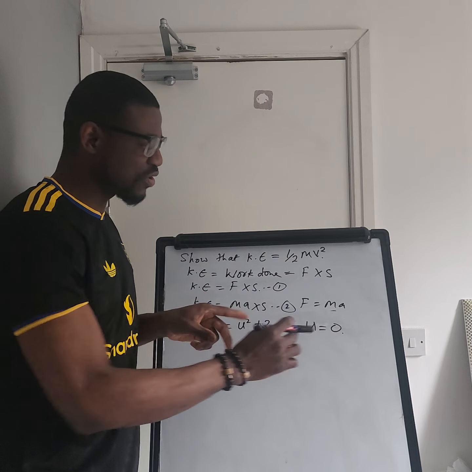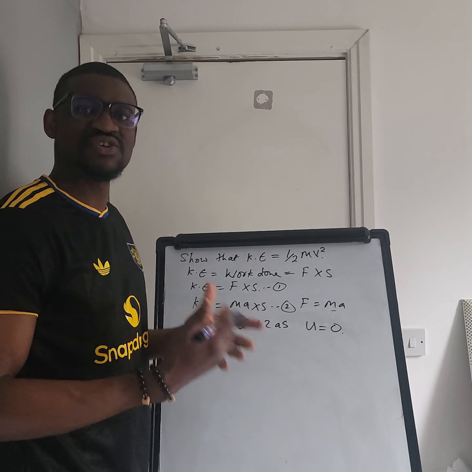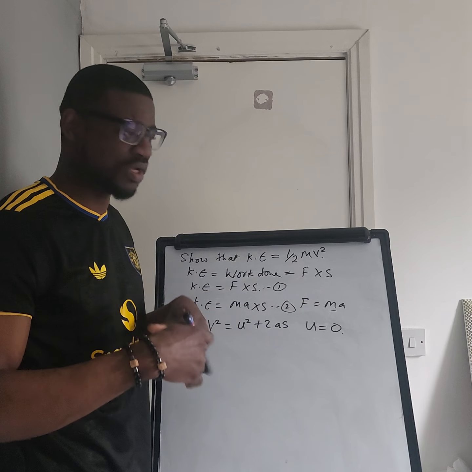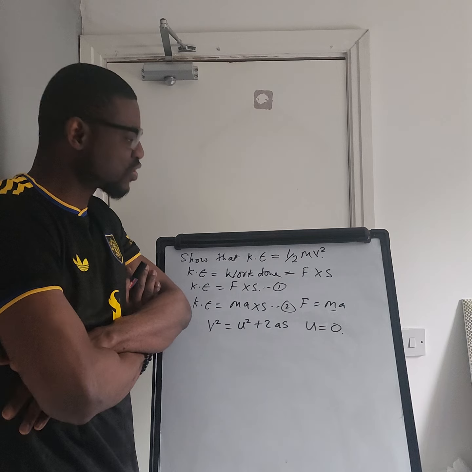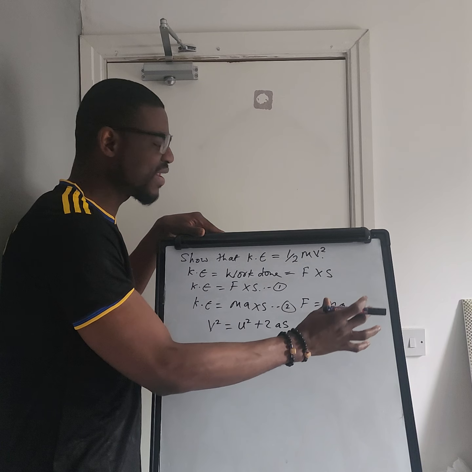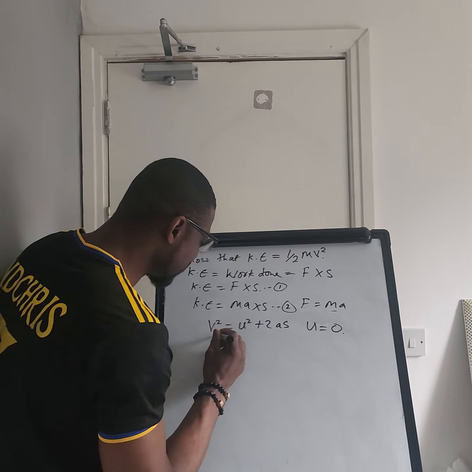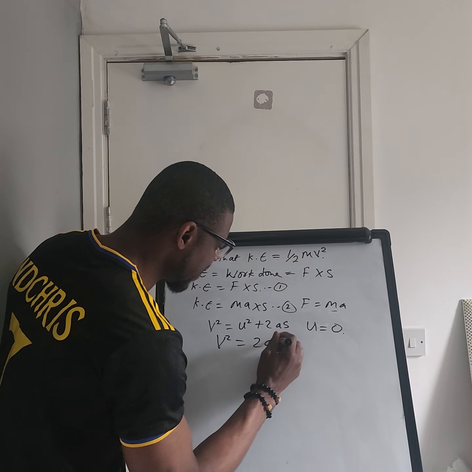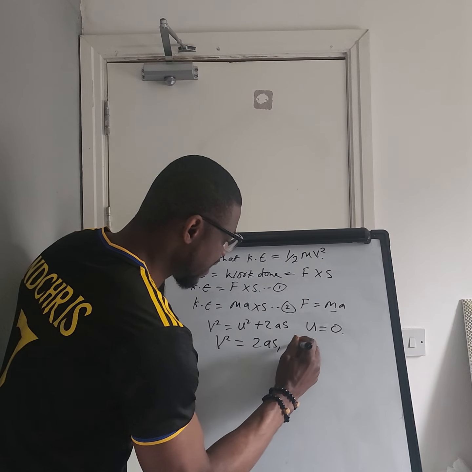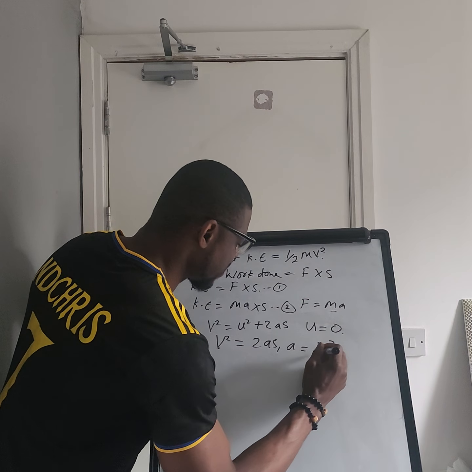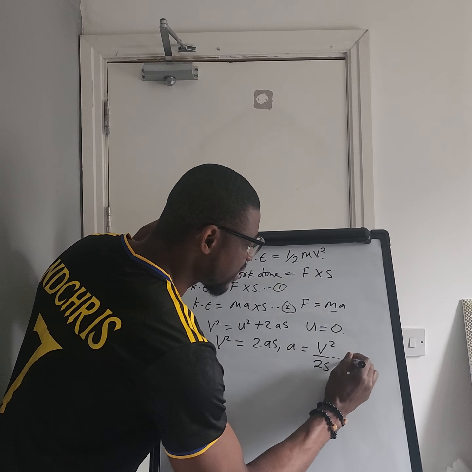Do you know why my u is 0? This is my starting speed or velocity. u is 0 when the object is stationary. When the object is not moving, it has got no velocity. If I ask you now, what is my speed? I have got no speed because I am not moving. So my initial velocity is 0, or my initial speed is 0. That's why u is 0. If u is 0, then we're going to have that v squared equals 2as. From here, we can make a our subject. That means a equals v squared all over 2s. This becomes my equation 3.